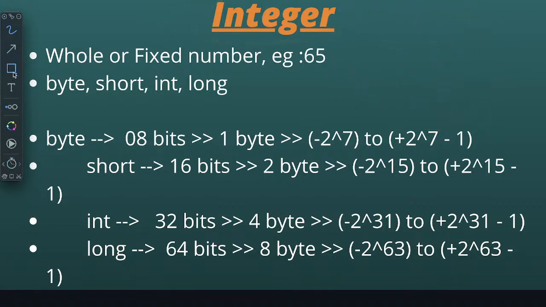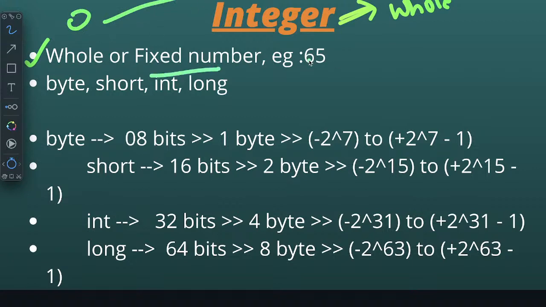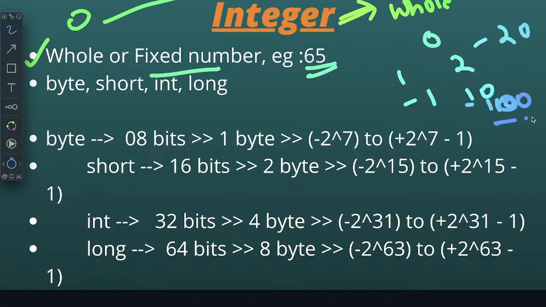First of all, in integer we can store a whole number or a fixed number, as I have mentioned over here. So now what is a whole number? The number that starts from zero like this, or a fixed number. So why am I saying that it is a fixed number? Because let's say 0, 1, 2, -1, 10, -20, -100, all these are numbers, but they are fixed. They don't have any precision, or any approximate values.